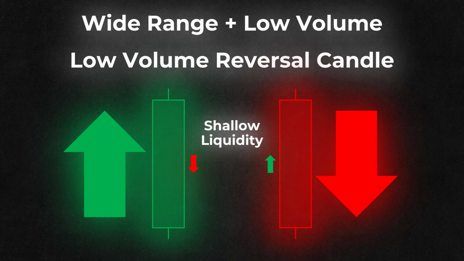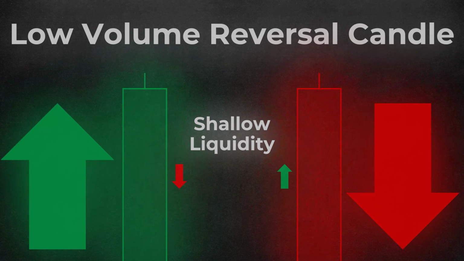A wide range candle with low volume is often called a low volume reversal candle because the wide range candle will usually stop when there is a deeper liquidity pool that may indicate a reversal. Not to mention the fact that the market participant in control of the candle will exhaust its power through the course of the candle. Let's quickly observe a hypothetical scenario of the low volume reversal candle.